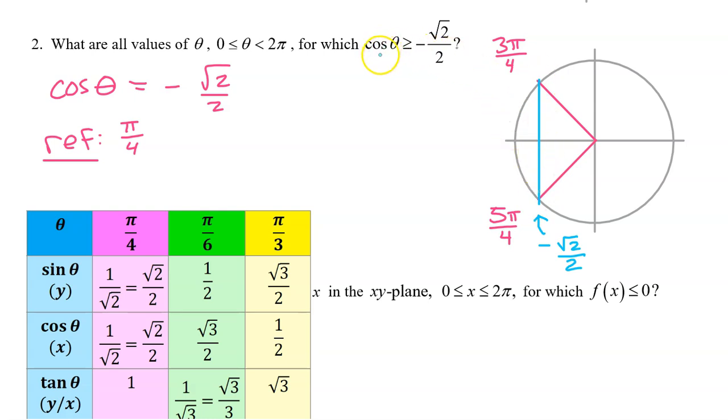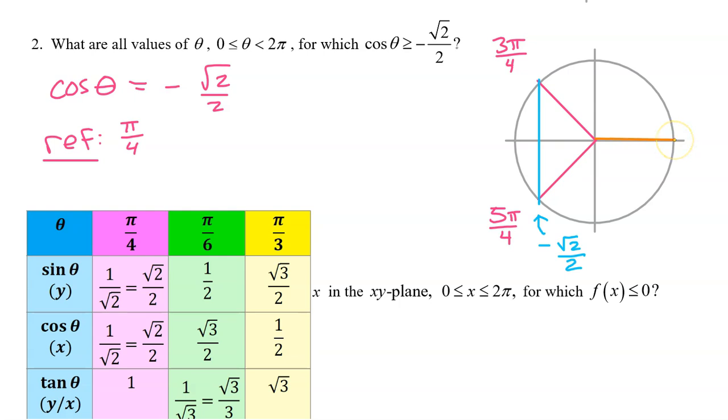We are looking for where the horizontal displacement is greater than or equal to negative radical 2 over 2. In other words, we are looking for the angles where the endpoint is to the right of this blue line. Since our domain restriction goes from 0 to 2 pi, we must begin our rotation at 0 and rotate until we get to 2 pi.